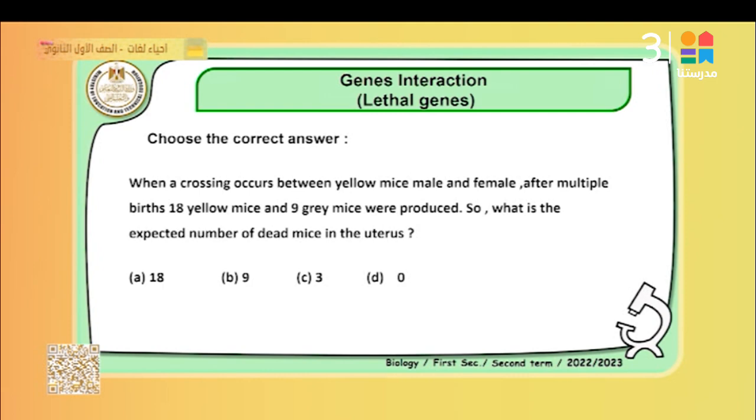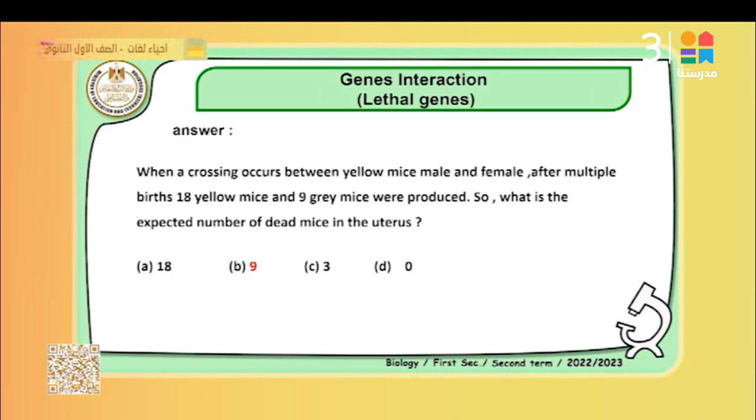So the number is 9. This mating occurs 9 times. Each time gives Y capital Y small, Y capital Y small, and they give 25% from Y small, gray. The number of the gray colors, yellow fur colors, Y capital, equals the number of the gray fur colors in the mice. So the number is 9. The best answer is 9. Okay? You understood it, please?